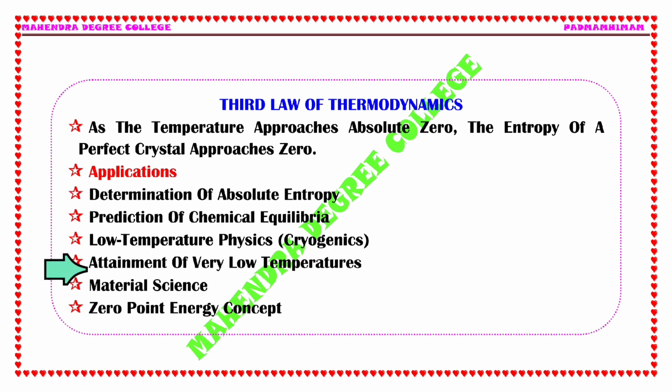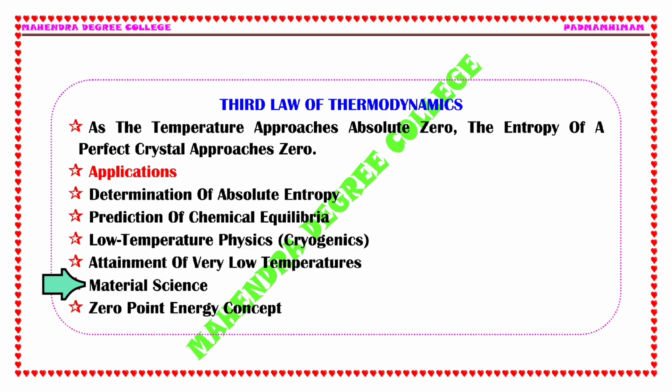Fourth one, attainment of very low temperatures. The third law shows that absolute zero cannot be reached, but we can approach it using techniques like magnetic cooling. This is important in research on superconductors and quantum systems.